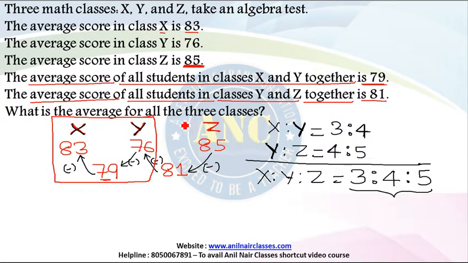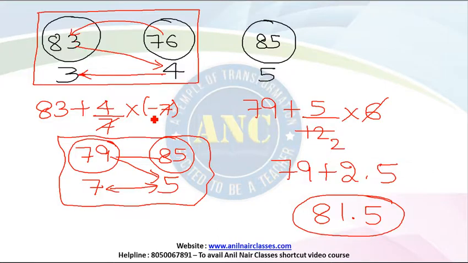Here I alligated X and Y, next I alligated Y and Z, and I got this ratio. From there you know how to apply this particular concept, what you can see in the screen, which we have already discussed in many beautiful questions in my mixtures topics. I hope you are very clear with the logic.